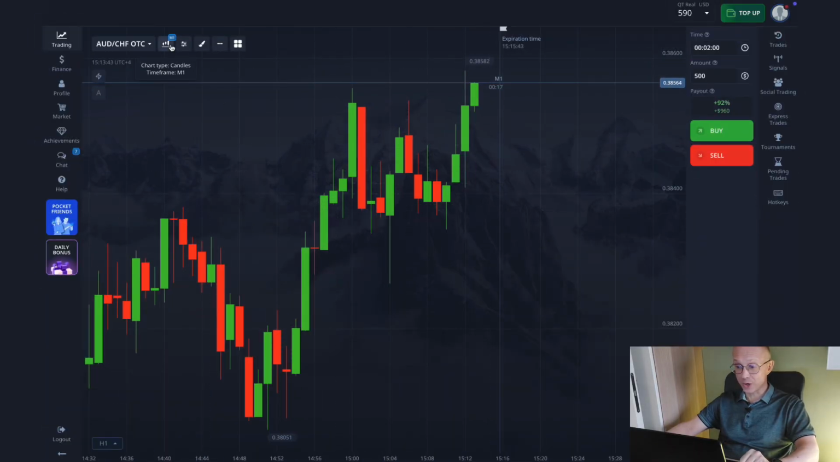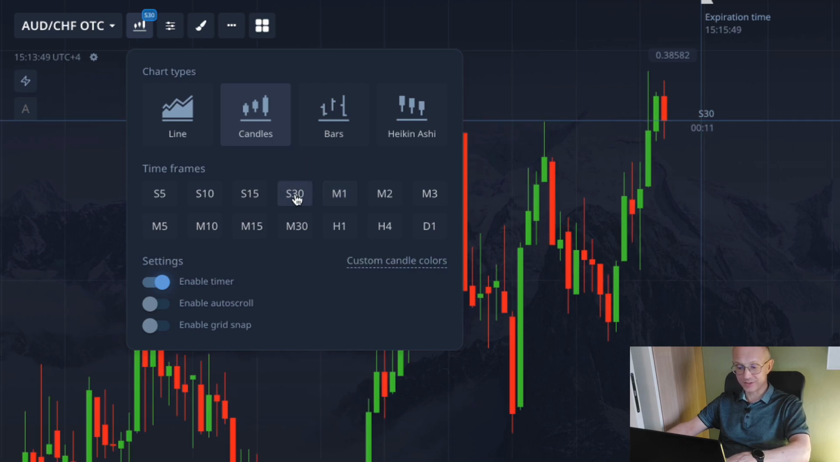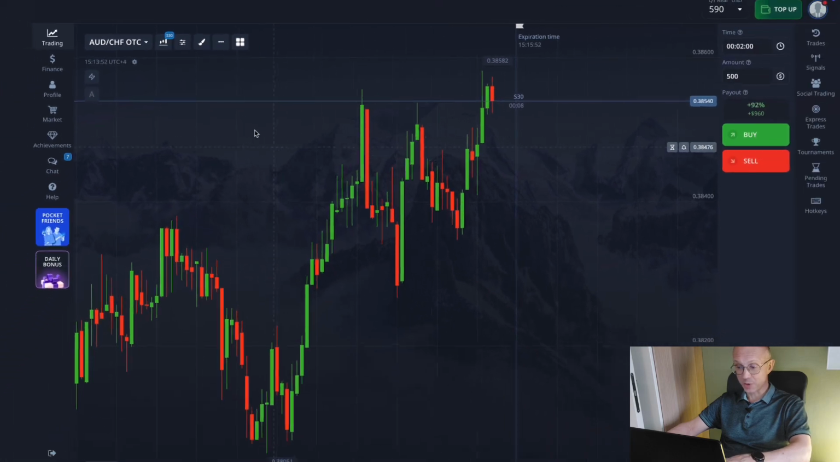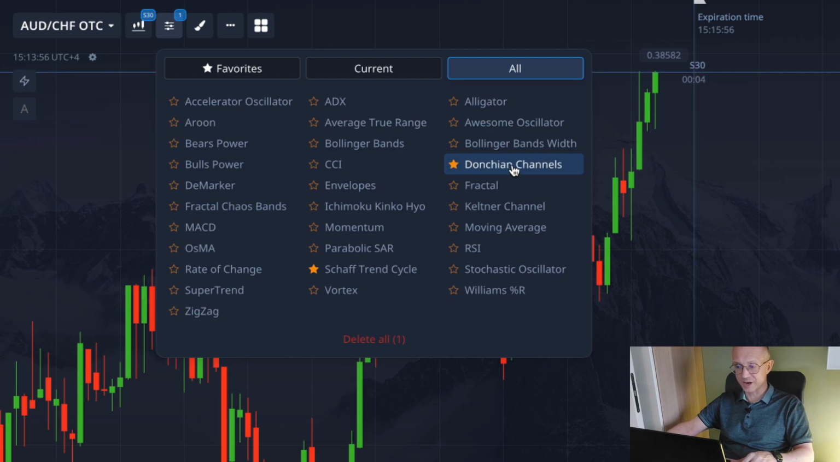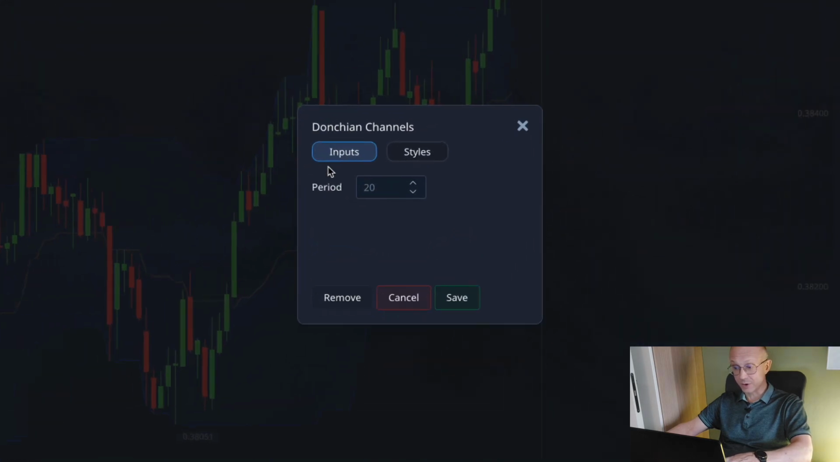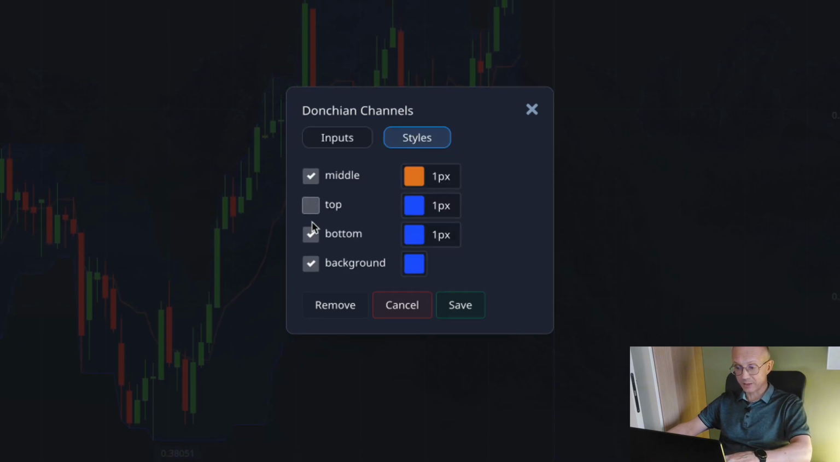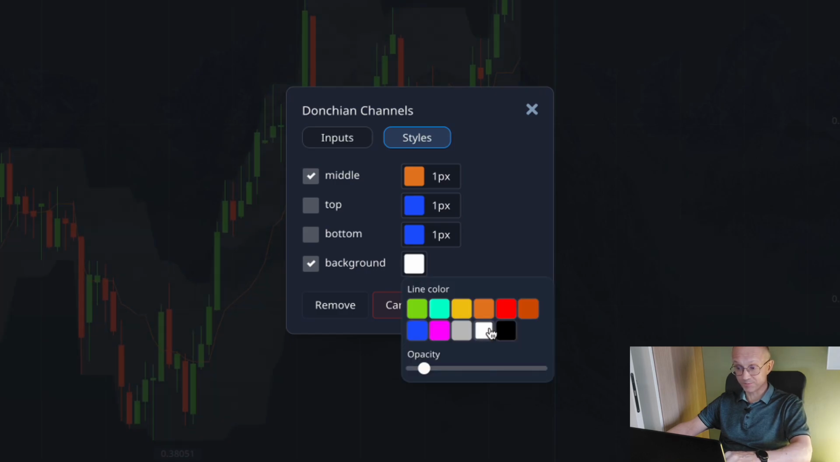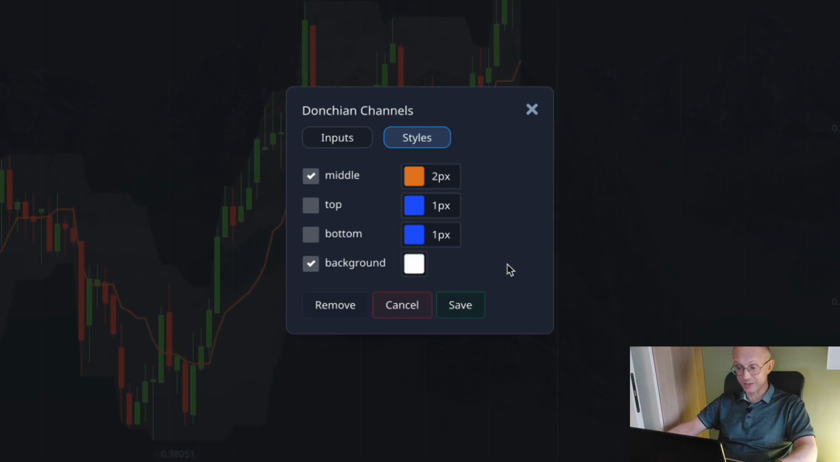First, let's prepare the workspace. I choose classic candles. The time frame is 30 seconds. Let's go to the Indicators tab and select the Schaff Trend Cycle and the Donchian Channels. Let's configure the Donchian Channels indicator first. Set period to 10. And next we go to Style, turn off top and bottom. Set the background to white. Set the width of middle to 2 and move opacity to the right and save.